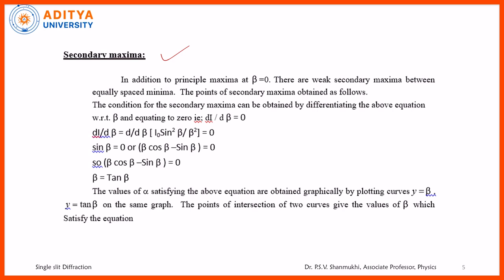Actually, at the maximum intensity, I is equal to maximum, which means I is constant. If I is maximum, dI by d beta must be equal to 0. Whether I is maximum or minimum, it is constant, so dI by d beta should be 0. What is dI by d beta?